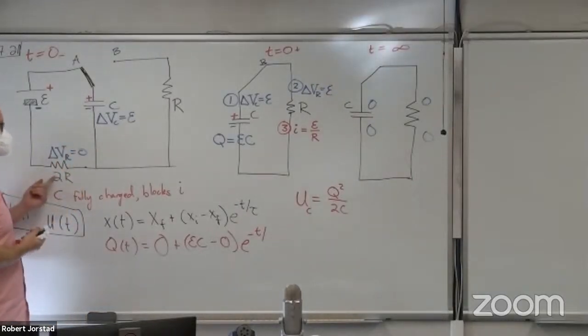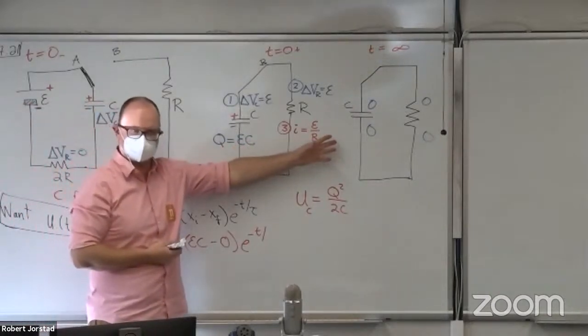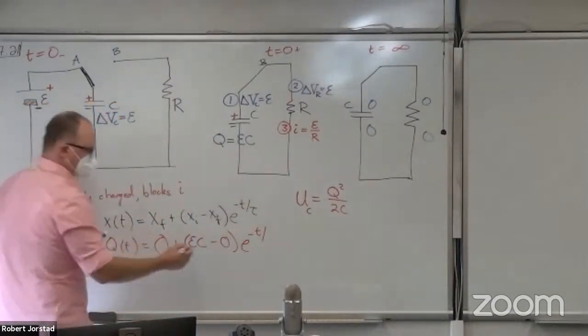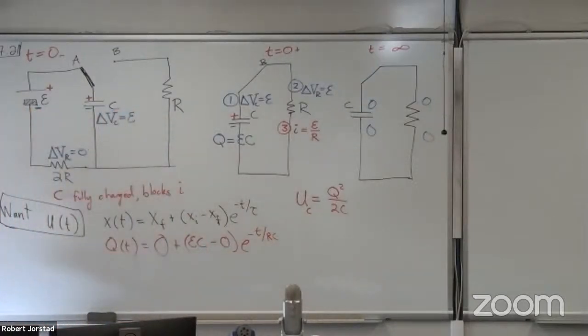Does the 2R matter, do you think? No, not for this part of the problem. Do you agree it matters not at all? It's not even in the loop. So here, do you agree it's just a straight up RC? So far, so good?